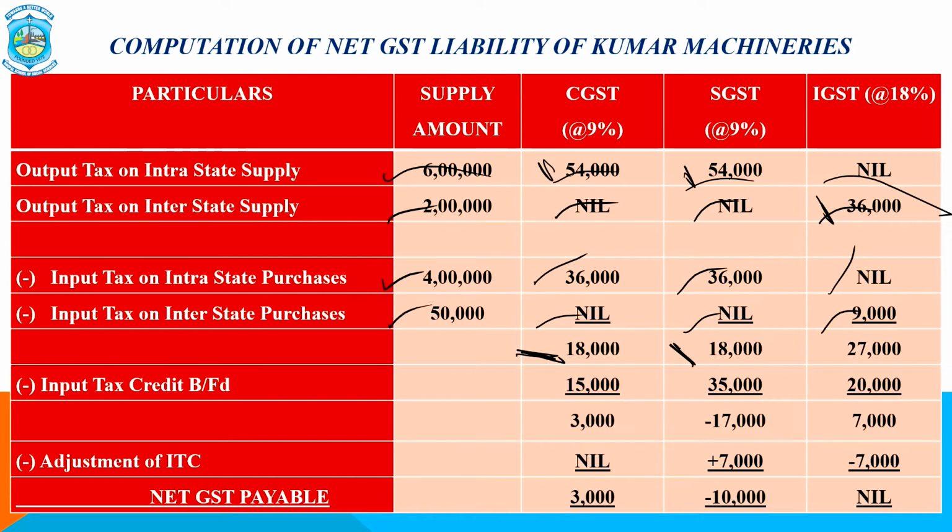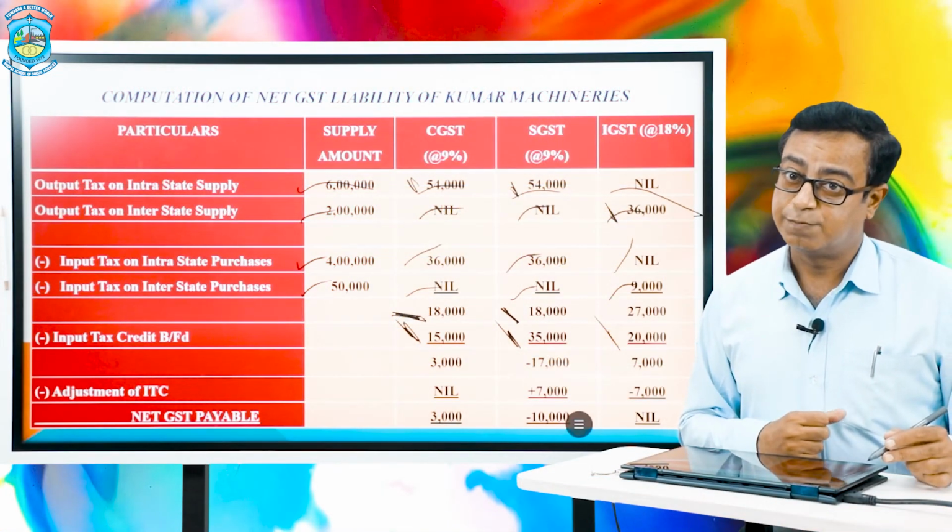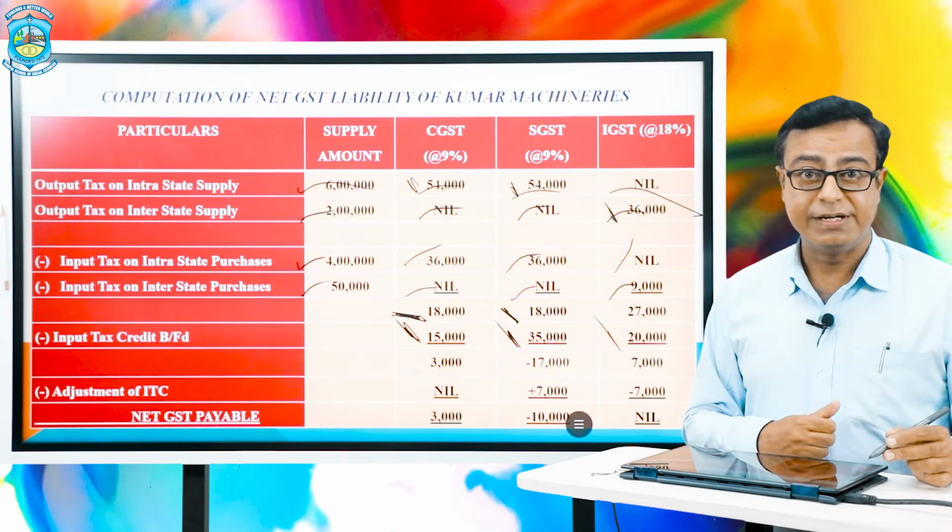The reason is we also have the input tax brought forward from the previous year that we have to deduct, like 18,000 minus 15,000, 18,000 minus 35,000, 27,000 minus 20,000. It becomes net tax liability 3,000, 17,000 negative and 7,000. 3,000 is positive, 7,000 is positive and 17,000 is negative.